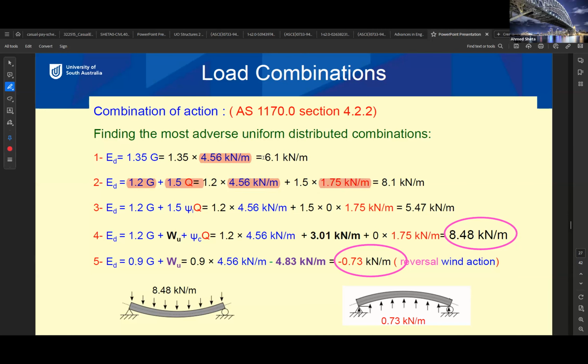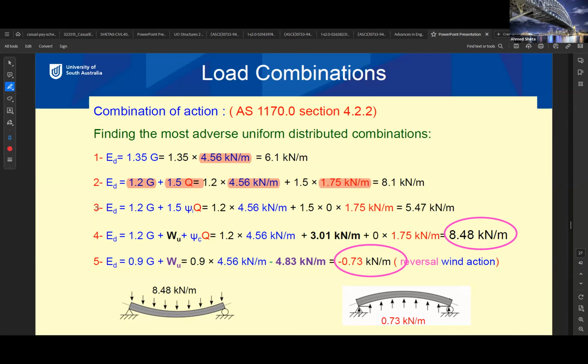Okay. And please note that all the answers are in kilonewton per meter because we are calculating load on the beam. So all the loads are in kilonewton per meter. Is that correct? Yep. Yeah, okay.